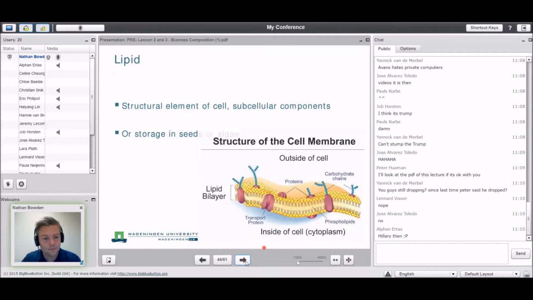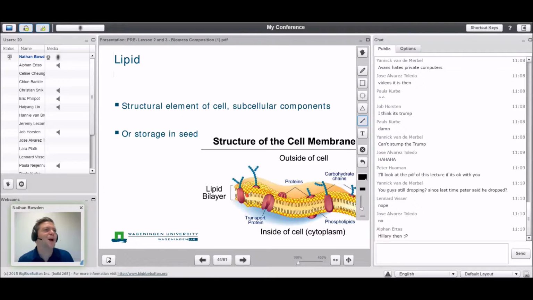Lipids are also a structural element of a cell, and there are subcellular components involved also. They are also storage in seed. So maybe you remember, some of you are taking cell biology, right? And I think some frowny faces for people retaking cell biology. I'm sure you know that there's a phospholipid bilayer in cells. So there's lots of lipids in cells.